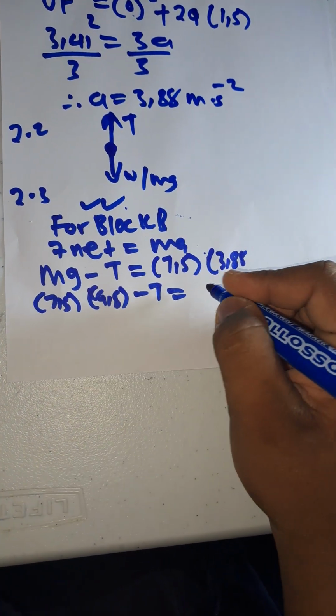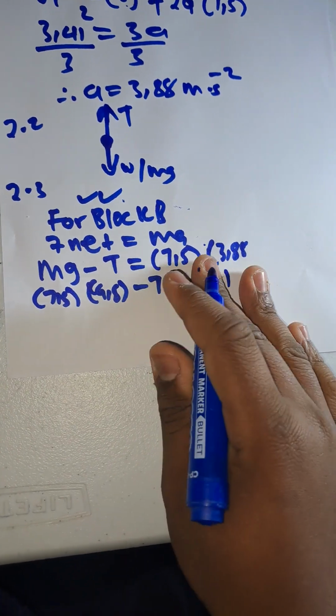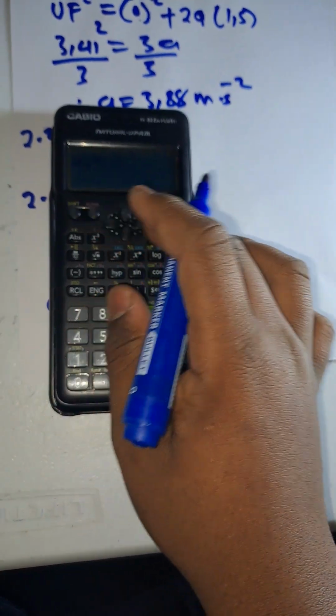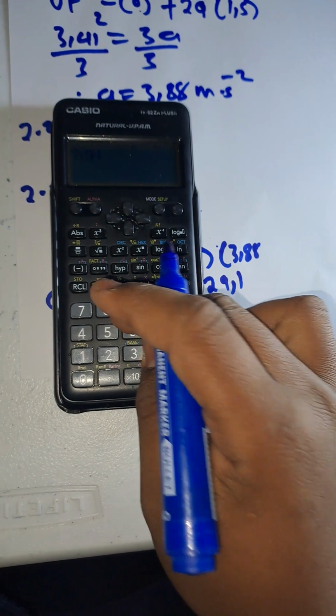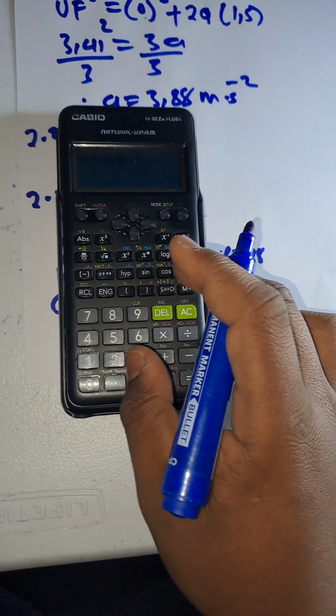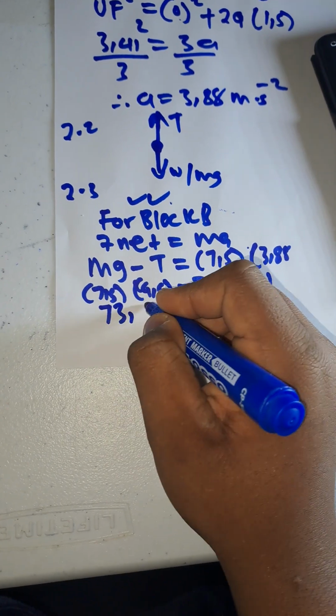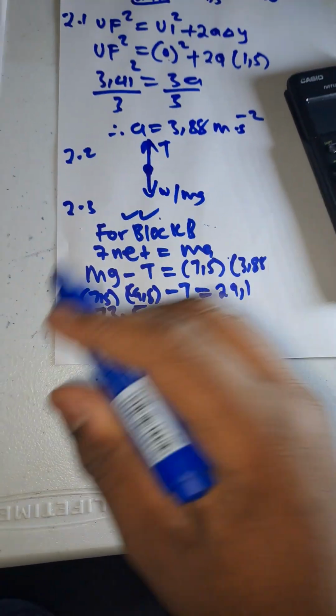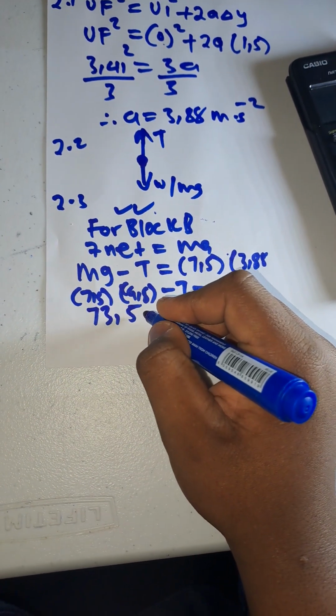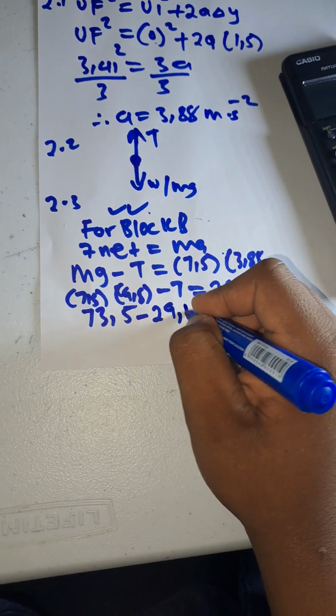29.1. So what do I have here? 29.1. So let's check. 7.5 times 9.8 is 73.5. So on this side I have 73.5, so I can simply take this one to the other side. So it will be 73.5 minus 29.1.